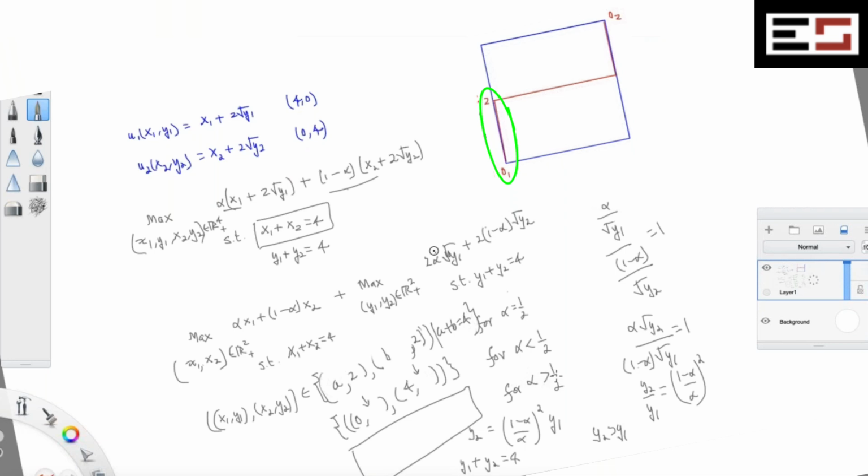For example, for alpha equal to 1 by 4, the solution might be somewhere here. For alpha equal to 1/3, the solution might be somewhere here. For alpha equal to 1 by 5, the solution might be somewhere here, and so on and so forth. And for alpha greater than half, let's say for alpha equal to 3 by 4, the solution might be somewhere here, and so on and so forth. Is that clear? Okay. This is a very nice approach to solve for Pareto efficient allocations.